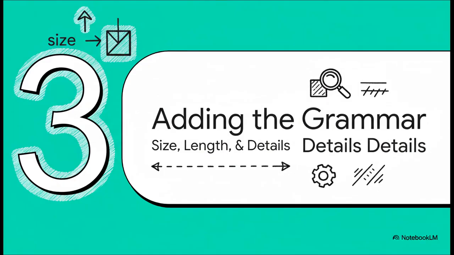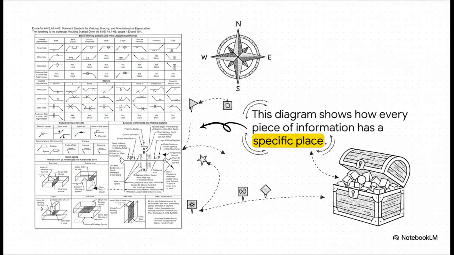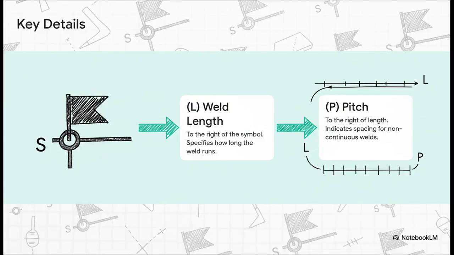Okay, so we've got our location and our basic shapes. You could say we have the nouns and verbs of our new language. Now we need the grammar, the stuff that adds all the critical details. I know, this diagram looks a little intense at first glance, but just think of it like a template or a map. It shows us where every single piece of information goes. From how big the weld is, to how long it is, to how to finish it, everything has its own little spot. Let's break it down.